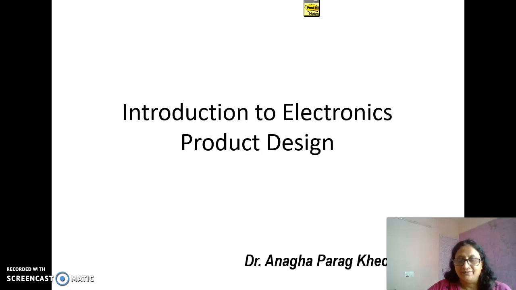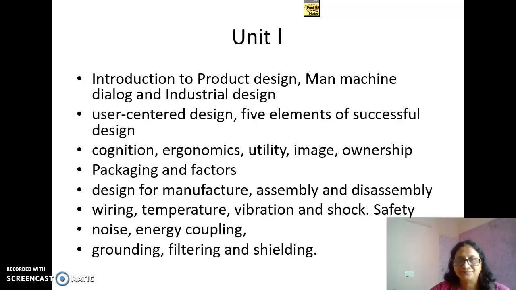In this subject of Electronic Product Design, we are going to study the systematic development of electronic product and also about the complete life cycle of the electronic product. The subject is divided into 6 units. Out of 6 units, the first unit comprises Introduction to Product Design, man-machine dialogue and industrial design, then user-centered design.